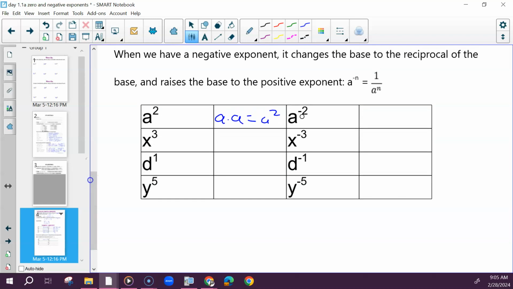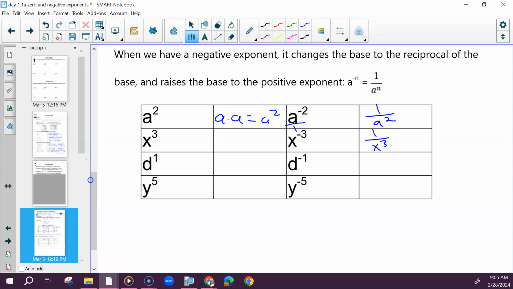Okay. If we were to apply the negative exponent rule to this, how would we rewrite this? One over a squared. This is the base. It's over 1. Take it, flip it, make the exponent positive. So then what would x to the negative 3 be? One over x to the power of 3.